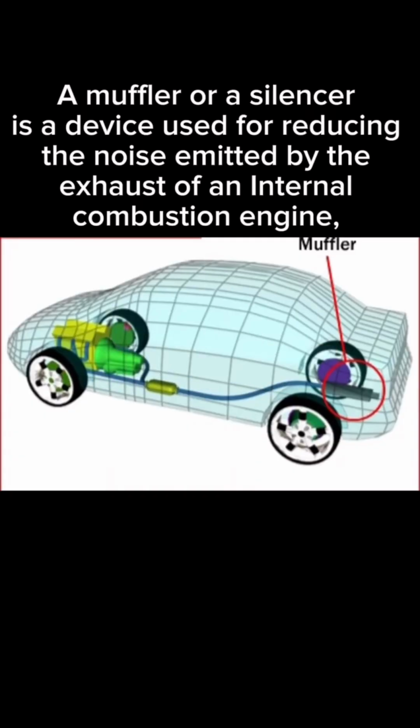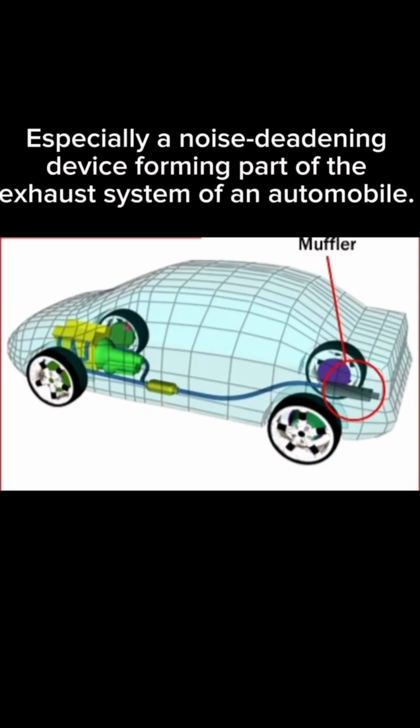Muffler. A muffler or a silencer is a device used for reducing the noise emitted by the exhaust of an internal combustion engine, especially a noise deadening device forming part of the exhaust system of an automobile.